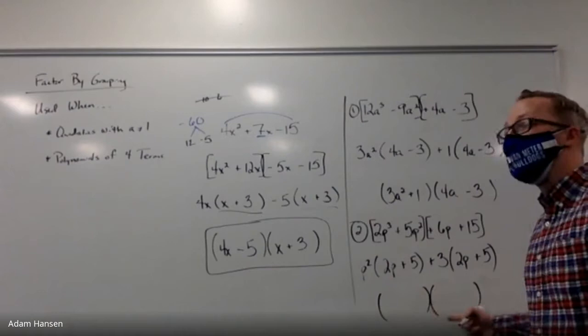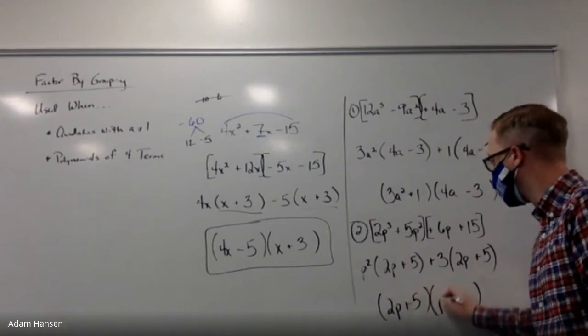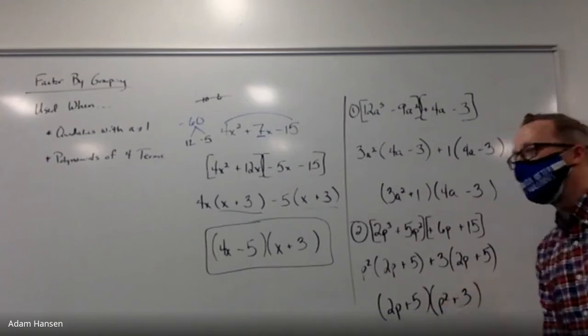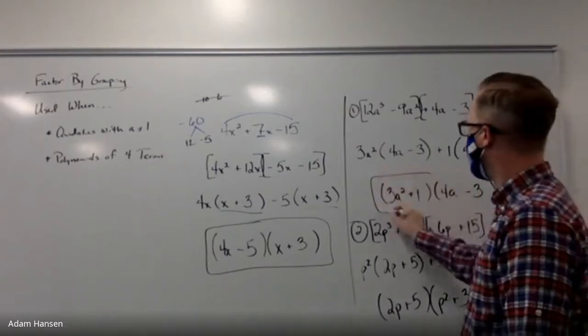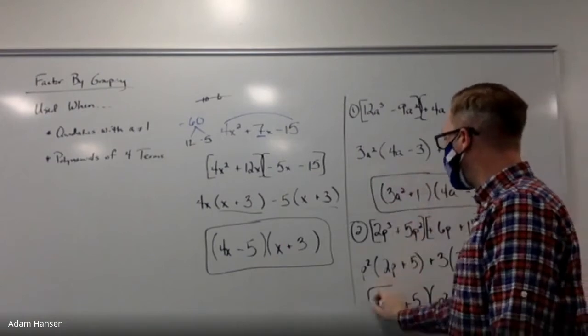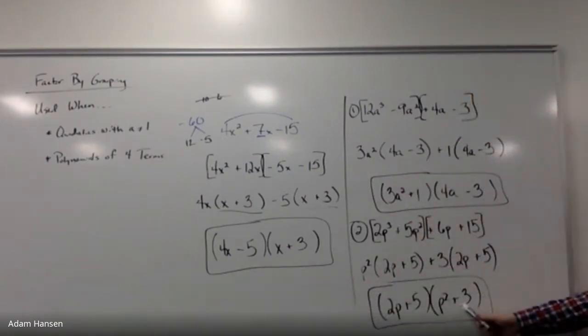Does it matter the order you write them now? I was going to put 2p plus 5 here. It doesn't really matter. Does multiplication matter when we talk about order? No. A times B is the same thing as B times A. Order doesn't matter. So if you want to put the 2p plus 5 second, you put the p squared plus 3 first. Either way is the same.